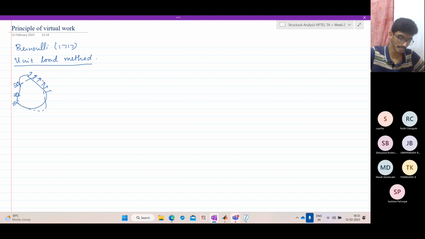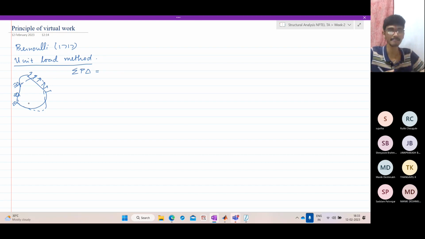So what is the work done by the forces? It will be the summation of... so the total work done by the external forces should be equal to the work done by the internal forces. So there is something that we call the rise in energy. So we have something called the strain energy.